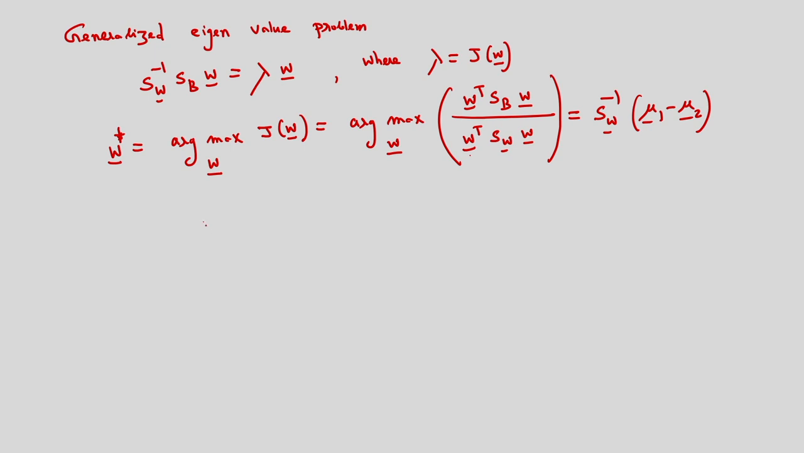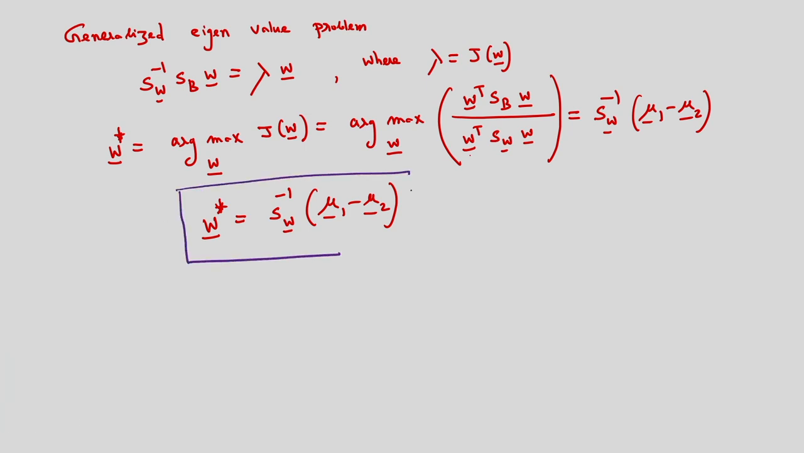So we are getting the optimum projection direction, that is W star is equal to S_W inverse (mu 1 minus mu 2). So we are getting the best projection direction by using this equation. So with the help of this equation, you can determine the best projection direction. Because we are determining it with the help of this criterion function J(W), you can see we have determined the best projection direction W star.